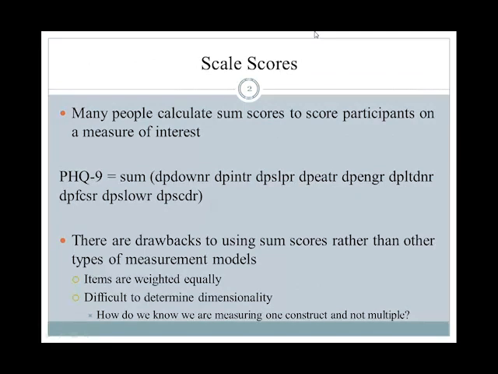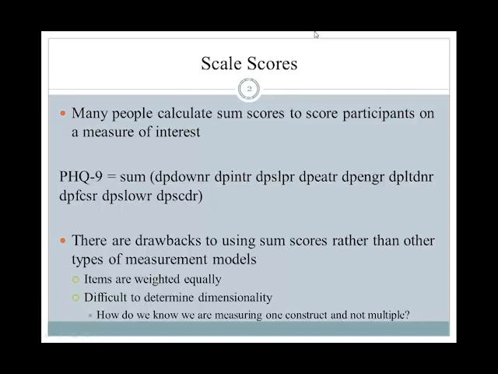So before I talk about factor analysis, I want to talk about probably the most common measurement model, which is the use of scale scores. So many people calculate sum scores to score participants on a particular measure of interest. So I'm working on a project called the ATN, and we administer the Patient Health Questionnaire, which is a series of 9 items that measures the presence and severity of depression, and we calculate the sum score by just literally summing up the item scores.